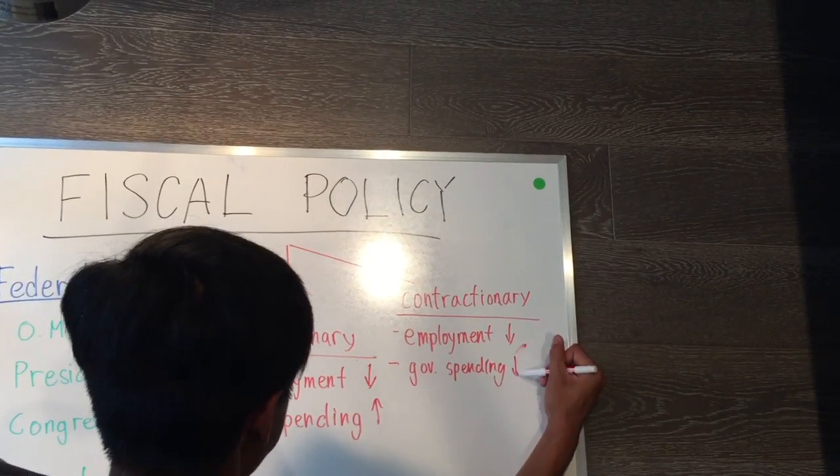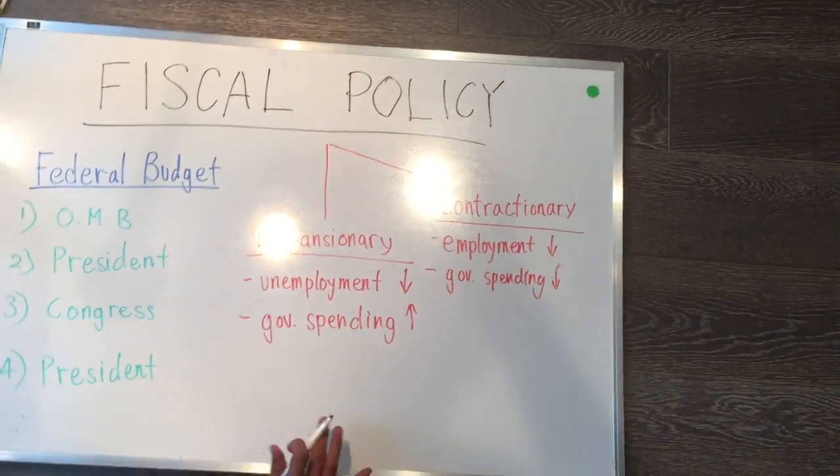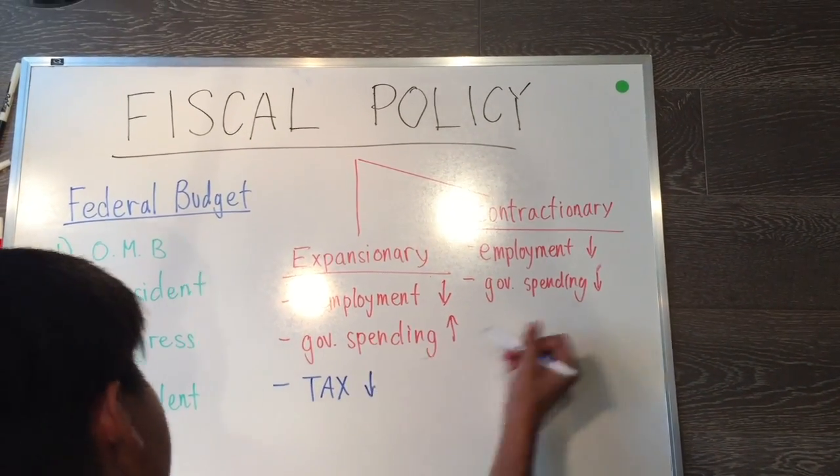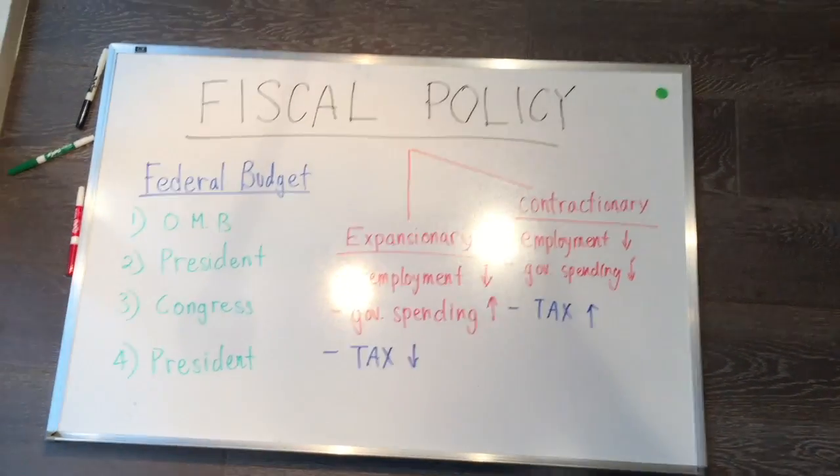The main takeaway from all this is that fiscal policy explains how the government receives its money and how it spends its money.